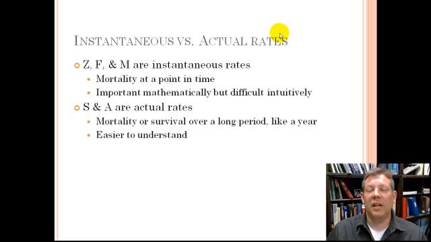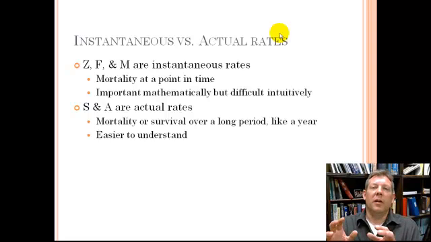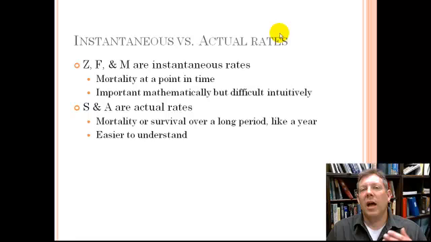Whereas S and A are actual rates. The mortality or survival not at an instant, but over a long period like a year. And that is much easier for us to wrap our heads around. The analogy here is the difference between your average speed and your speedometer in your car, right? If I drive back down to my parents' house, say it's about 250 miles, if it takes me 5 hours, that's roughly 50 miles per hour, average, right?